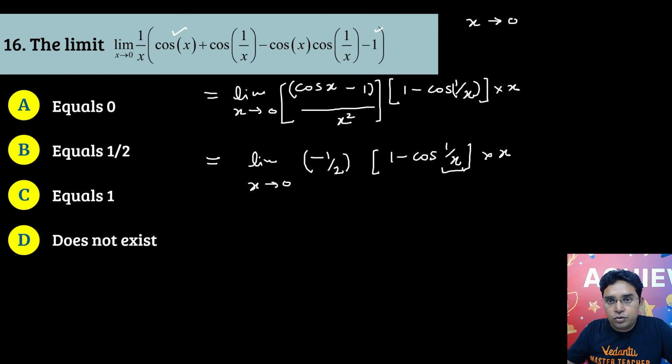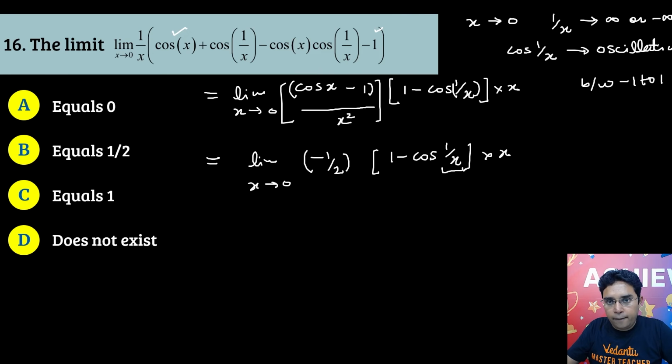As x approaches 0, 1 by x will be approaching infinity or minus infinity, depending upon whether we are approaching 0 plus or 0 minus. But in all scenarios, cos 1 by x will be oscillating between minus 1 to 1.